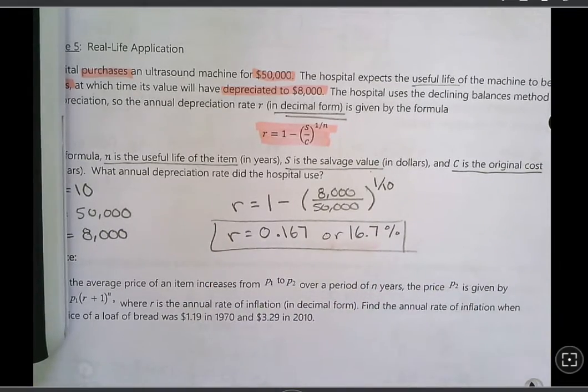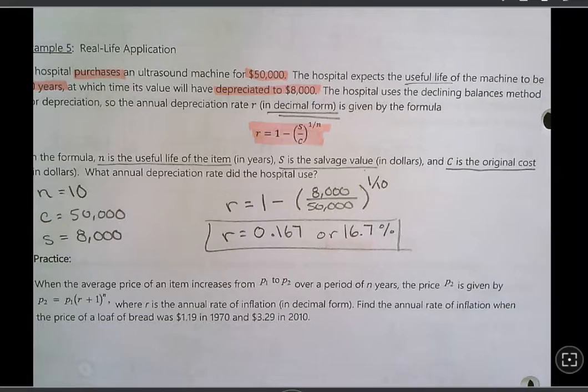Now, there's a practice problem down below. Go ahead and attempt that now.